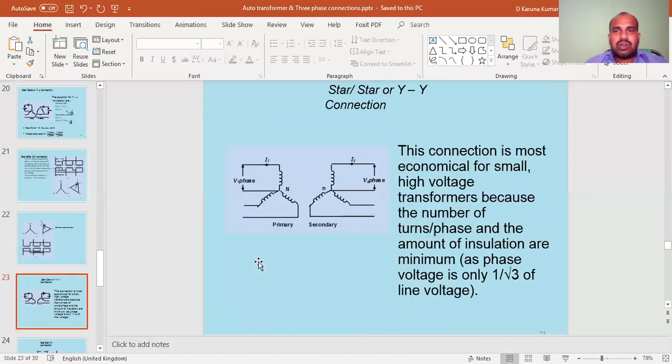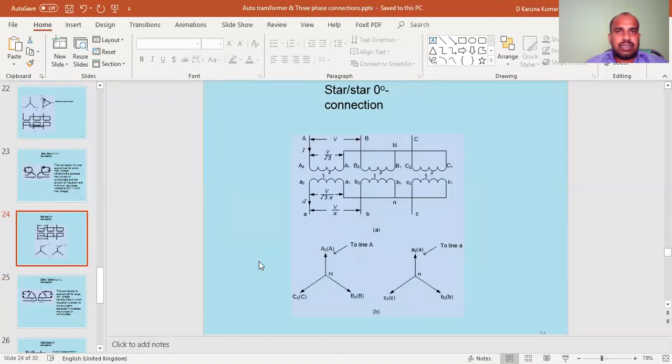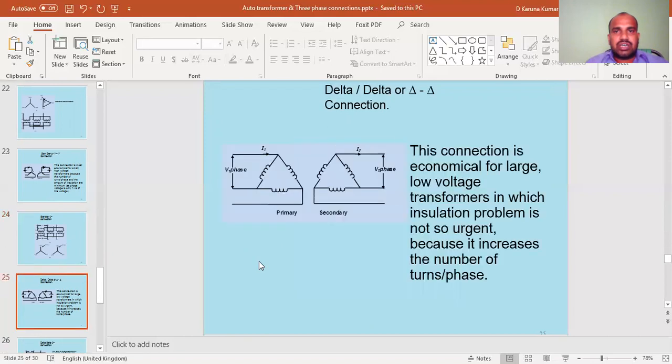The next one is star to star. This connection is most economical for small high voltage transmission transformers because the number of turns per phase of winding insulation is minimum. Okay, this is the star to star connection.